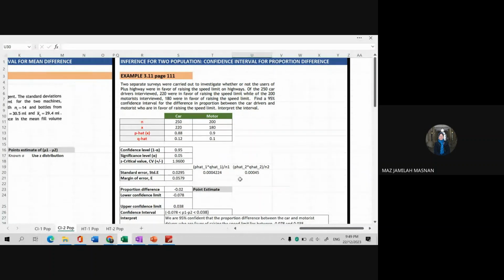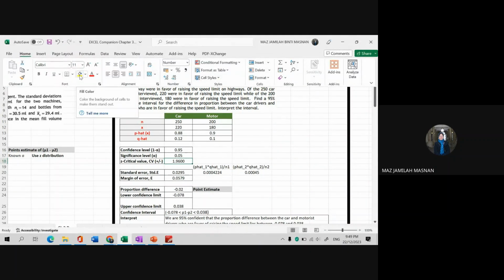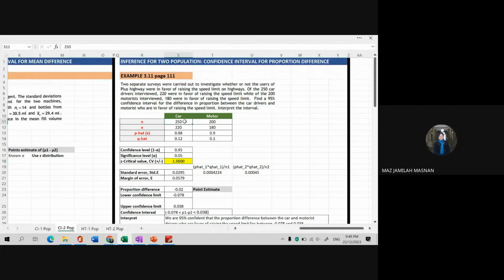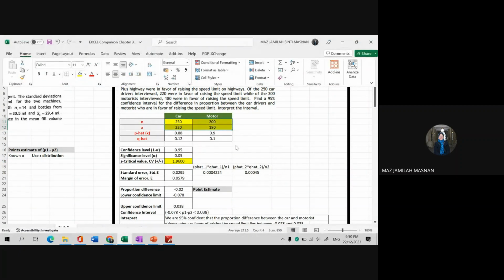So during the assessment, I think you don't have to worry. Let me put it this way: if I put it into a yellow form, most probably all these values will be given. What else?